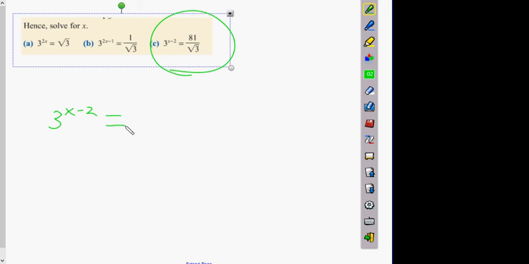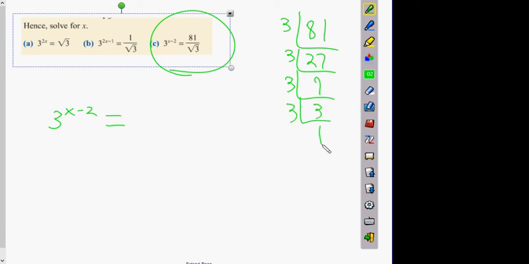David, can you concentrate and tell me how to get 81? How do you turn 81 into 3 to the power of something? You can just keep dividing by 3 if you want. Yeah, you do 81 divided by 3, and then 27, then 9. And then 9 divided by 3 is 3. And 3 divided by 3 is 1. You keep dividing until you get to number 1.